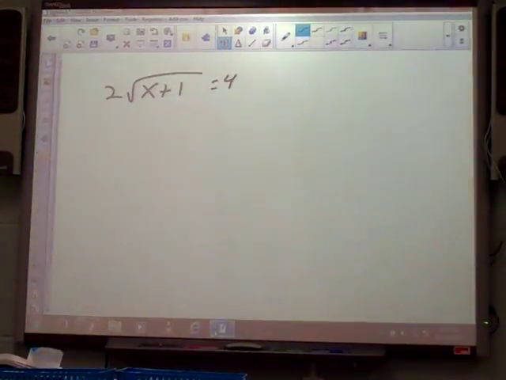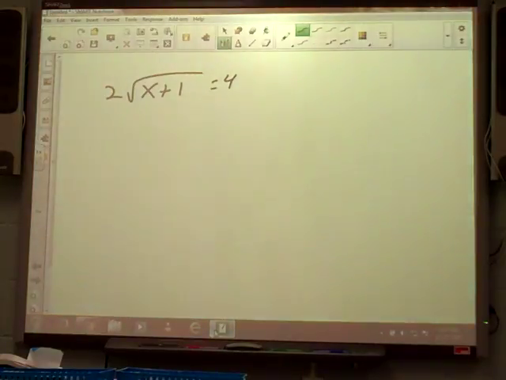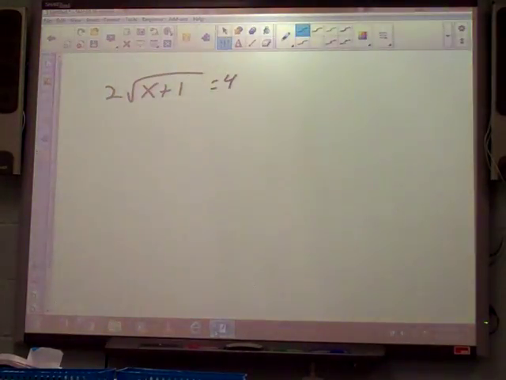We were dealing with radicals, we graphed them, we simplified them, all kinds of stuff. Today, we're going to be told to solve. So that's the next step that we've added on. So we've got to figure out what x actually is.